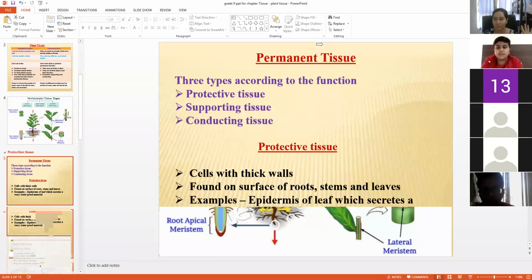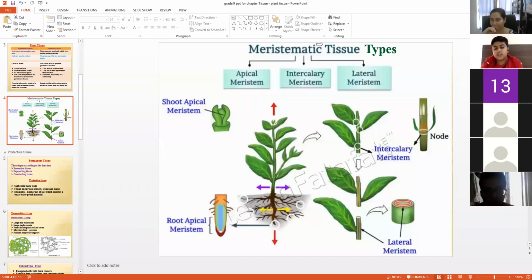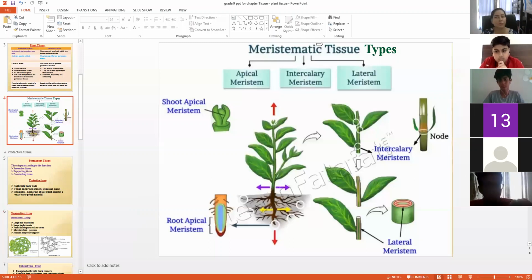Ma'am, intercalary meristem helps in the growth of leaves, right? Yes. Everything helps in the growth of leaves. Right? Growth of leaves, growth of branches.